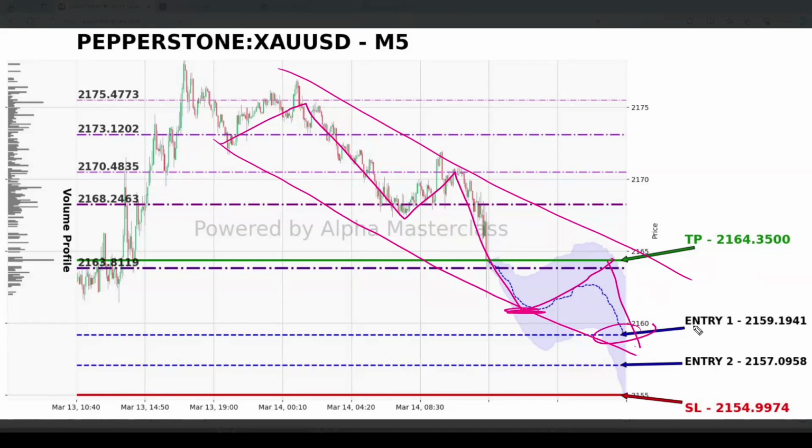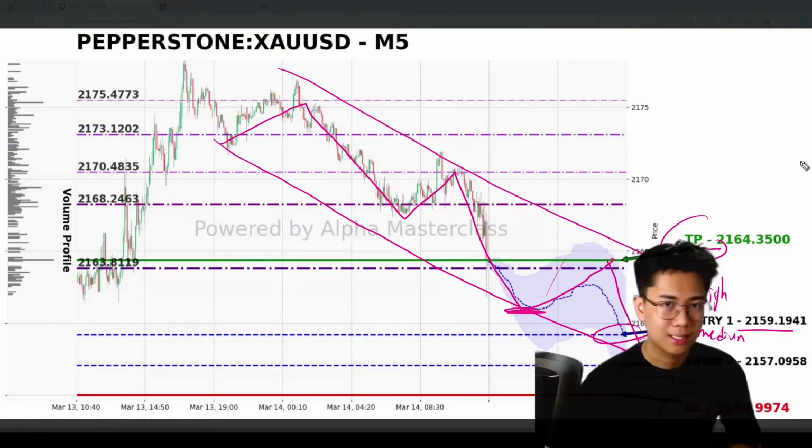So we have entry 1, entry 2. We call this high risk, and this is medium risk. If there's one more, this is called low risk. You can enter at 1, 2, 3 also, it doesn't matter. And this will be the price for a pending order. So you just enter the trade, set the take profit, set the stop loss, and that's it. Then you just be aware. This is the market fluctuation, and just wait like this.